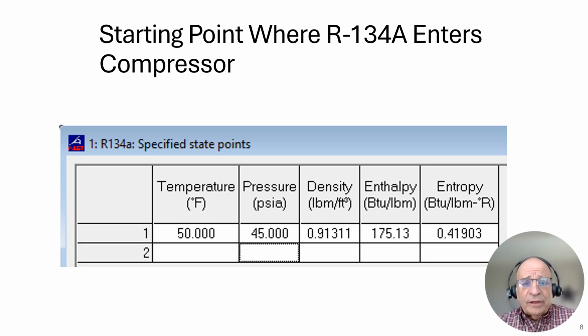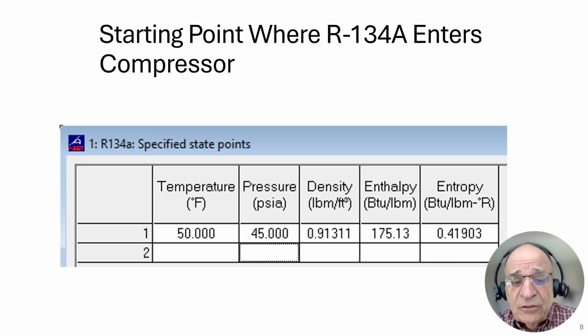Let's take a starting point. You can pick a starting point anywhere within the air conditioning system. I chose to start at the inlet to the compressor. What are the conditions at the inlet to the compressor? 50 degrees Fahrenheit and 45 psi absolute, which if you put your gauges up, it would read 30 psi or approximately, because your atmospheric pressure is 14.7, in that order of magnitude.